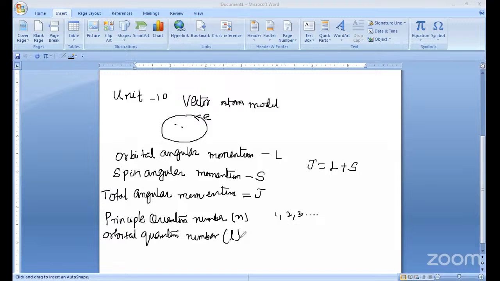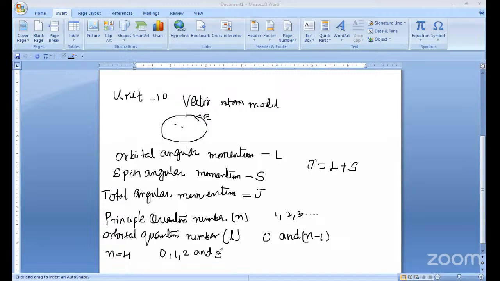integral values between 0 and n minus 1. So the orbital quantum number is represented with l, and it can take any integral values between 0 and n minus 1. For example, suppose the n value is equal to 4. Then it can take values starting from 0 to 3. It can take the values 0, 1, 2, and 3.